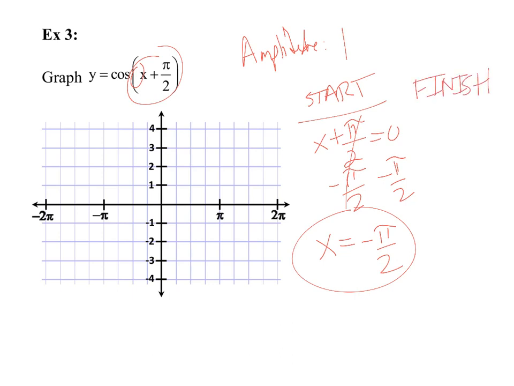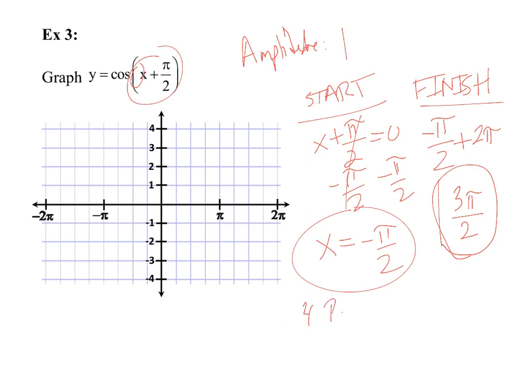For my finish, I get -pi over 2 plus the period, which is 2 pi. Simplifying this, I get 3/2 pi. That's another important piece of information. And then what else? I need to divide it into 4 parts. So I take the period and divide by 4, which is pi over 2.